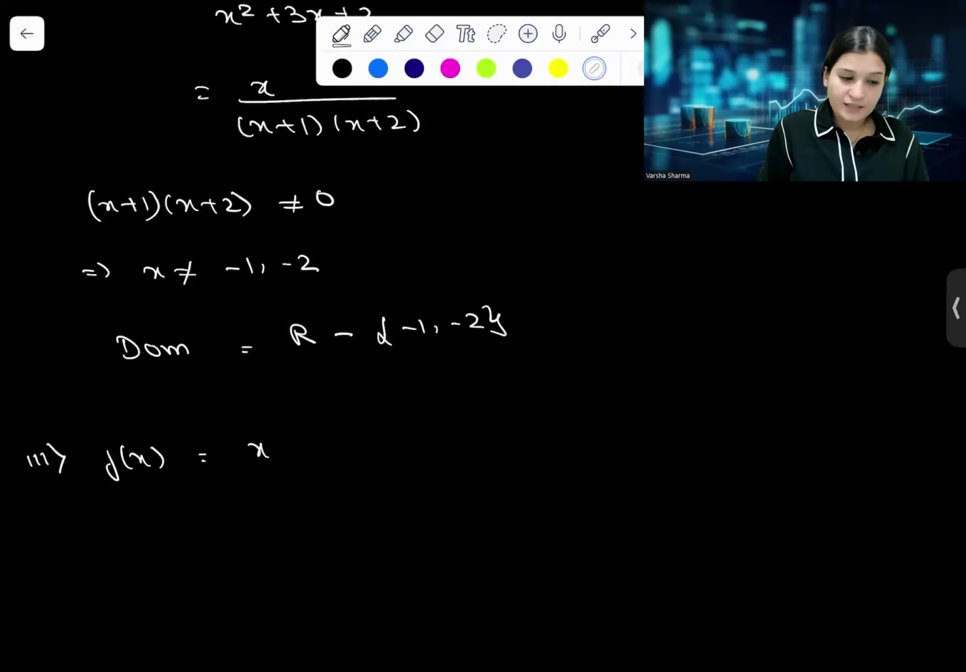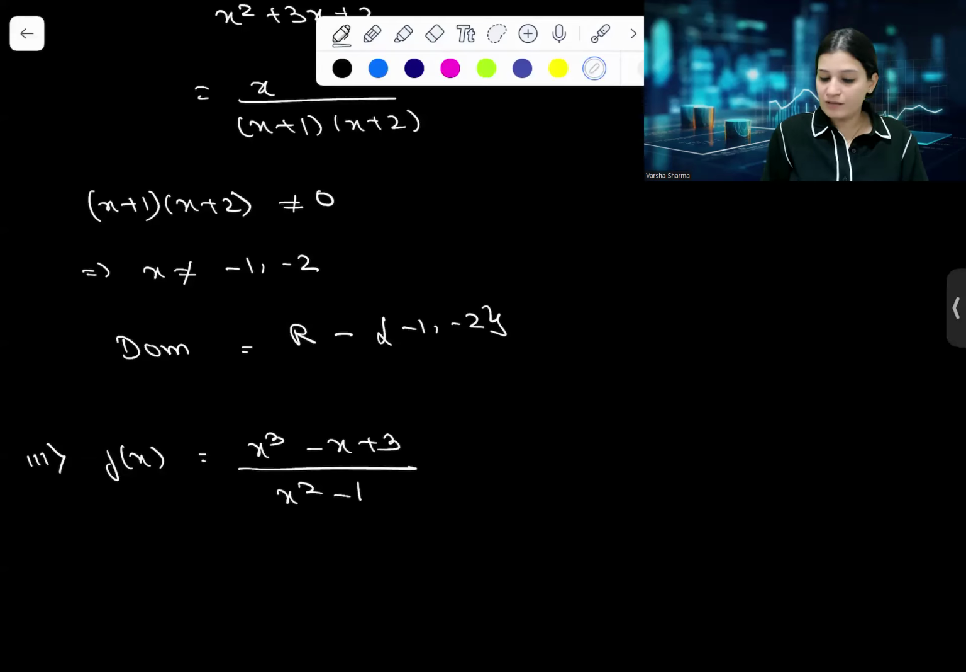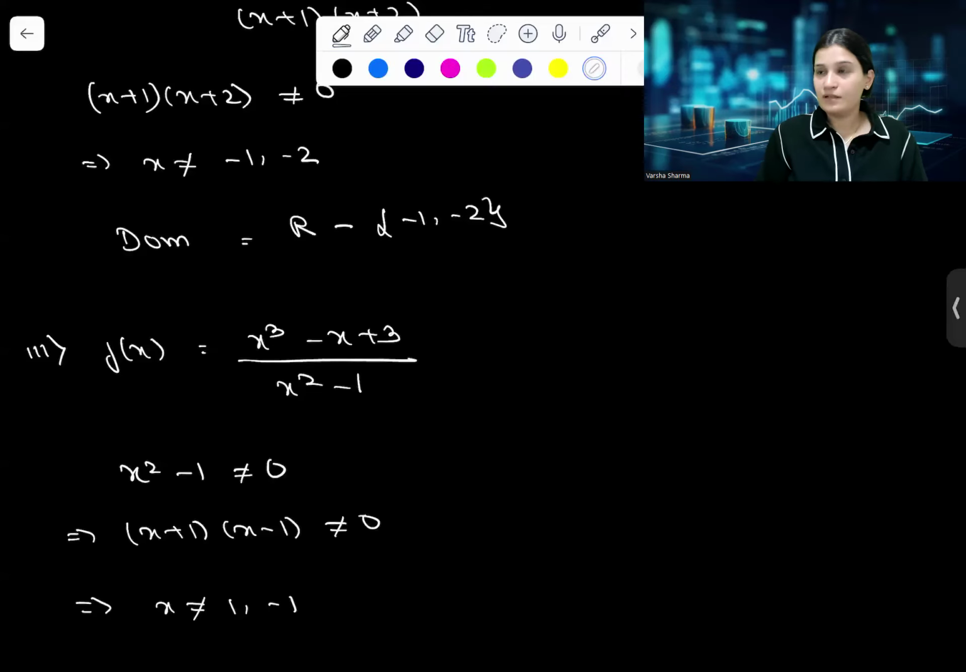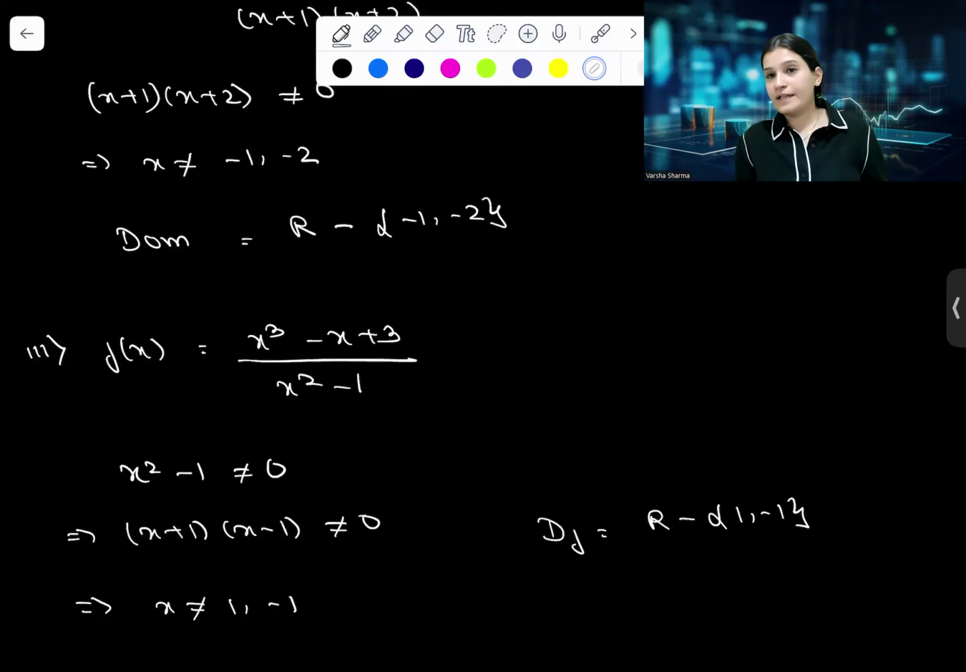Third, function is (x cubed minus x plus 3) upon (x squared minus 1). So again, the denominator should not be 0. (x plus 1)(x minus 1) should not be 0. So x should not be 1 and minus 1. So the domain will be all real numbers except 1 and minus 1. Is it clear? Any doubt? Okay, that's it for today.